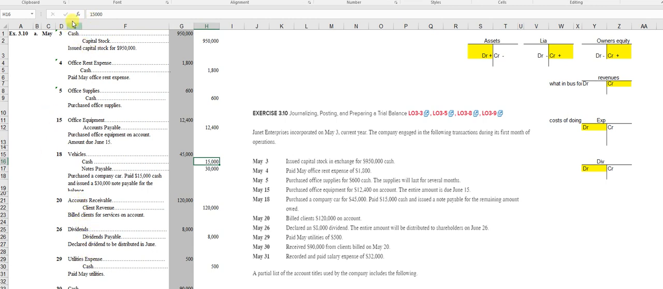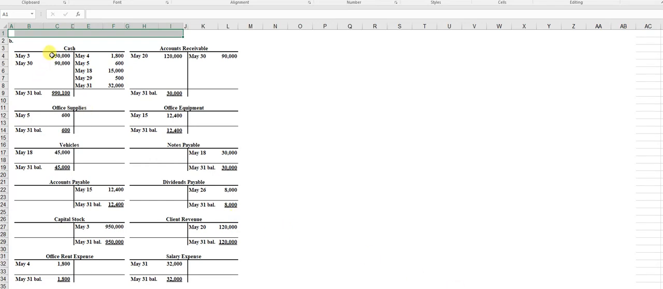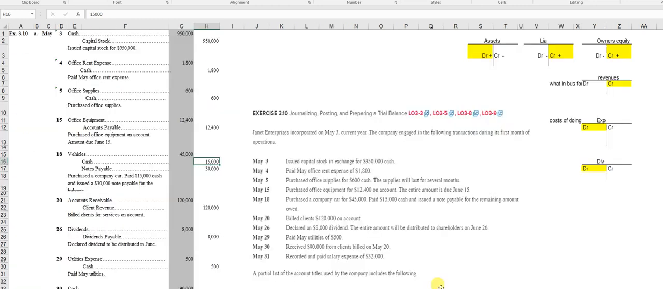So as I go down these, I'm going to put them in the right pages to keep track of how much I have as I go along. So if you look at cash on May 3rd, $950, credit $1,800, credit $600. So I'm going to go back there. So I got $950, $1,800, and $600. So I'm just writing them down either on the debit side or the credit side, okay, as I go along.